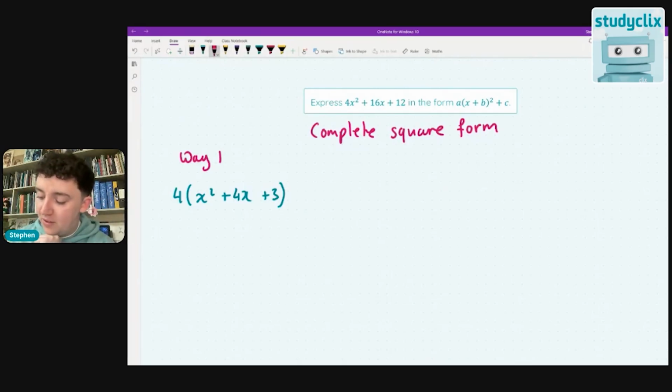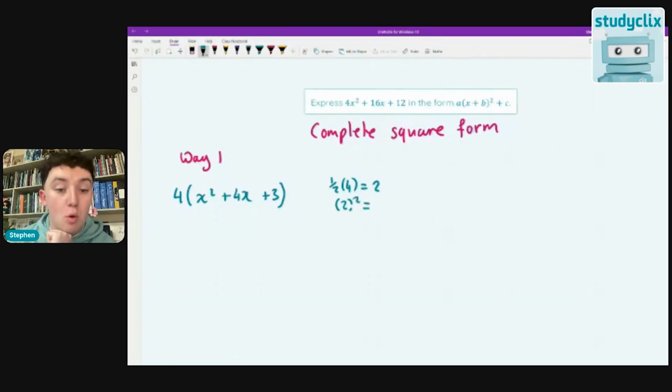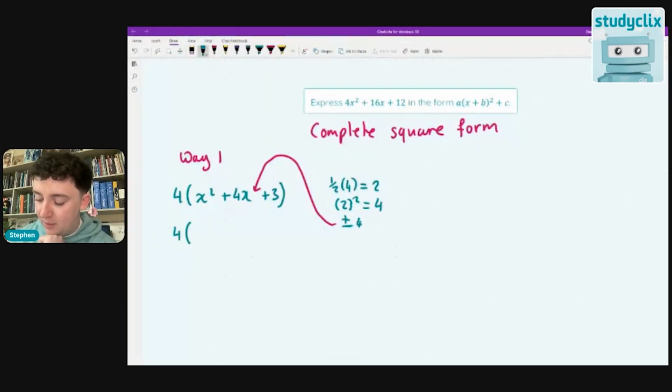So first things first here, we have the number in front of x. So I halve 4, which is 2. I square this number. 2 squared is 4. And then I add and subtract in this number 4. So where do I do this adding and subtracting? Right here. Okay, so let's rewrite our expression. I'm going to get 4 times (x squared plus 4x plus 4 minus 4) and plus 3.